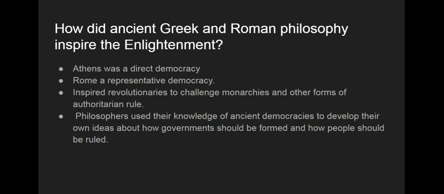So both ancient Athens or ancient Greece and ancient Rome inspired revolutionaries to challenge monarchies and their other forms of authoritarian rule by having those democratic examples. Philosophers use their knowledge of ancient democracies to develop their own ideas about how governments should be formed, as well as how people should be ruled.